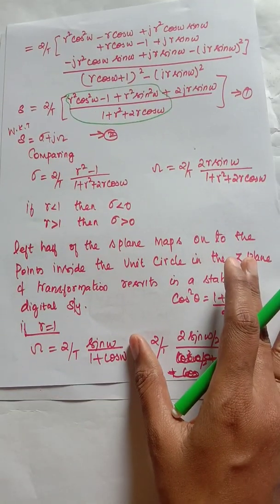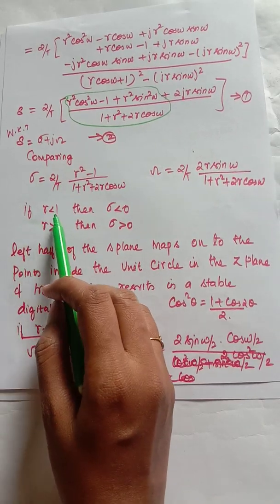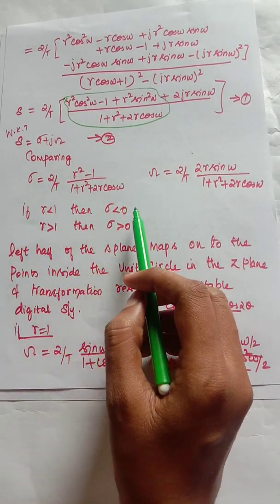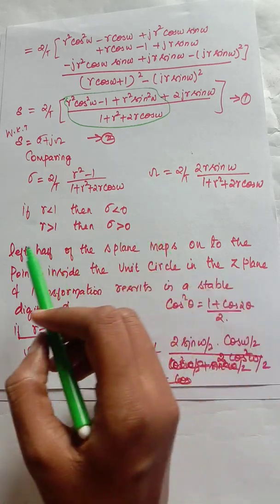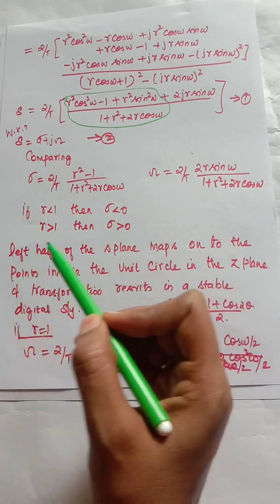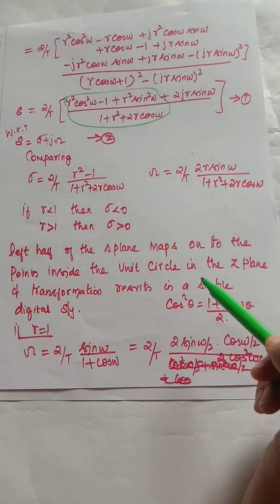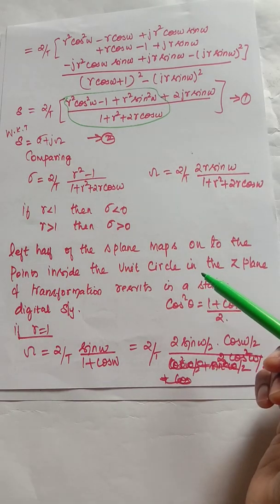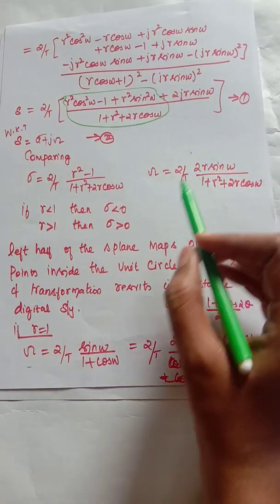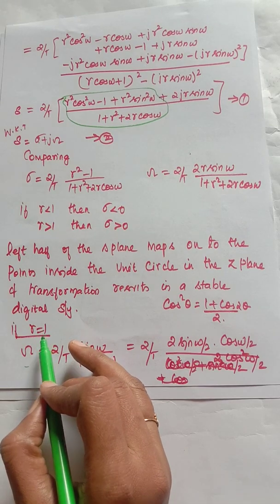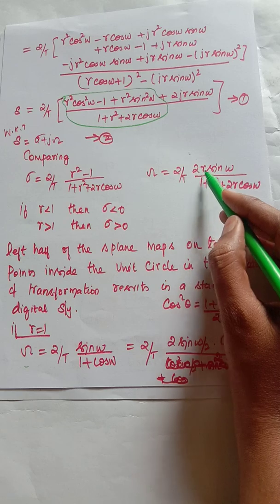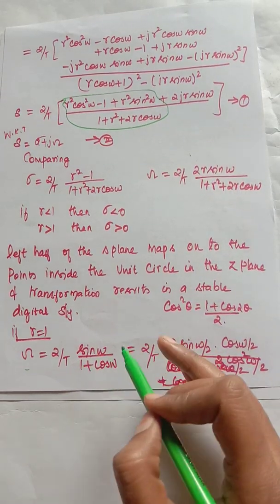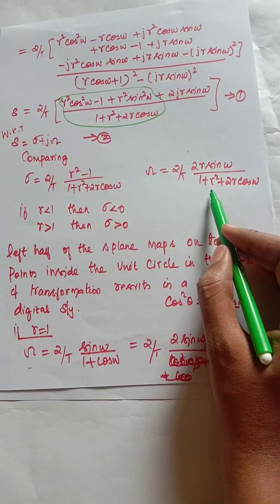Now we are going to see some different conditions. If r is less than 1, then sigma is less than 0. If r is greater than 1, then sigma is greater than 0. So the left half of the S-plane maps onto points inside the unit circle in order to have stability. Now we are going to assume r is equal to 1, and take ohm is equal to 2 by T times 2 sin omega over 1 plus, here I am having r.